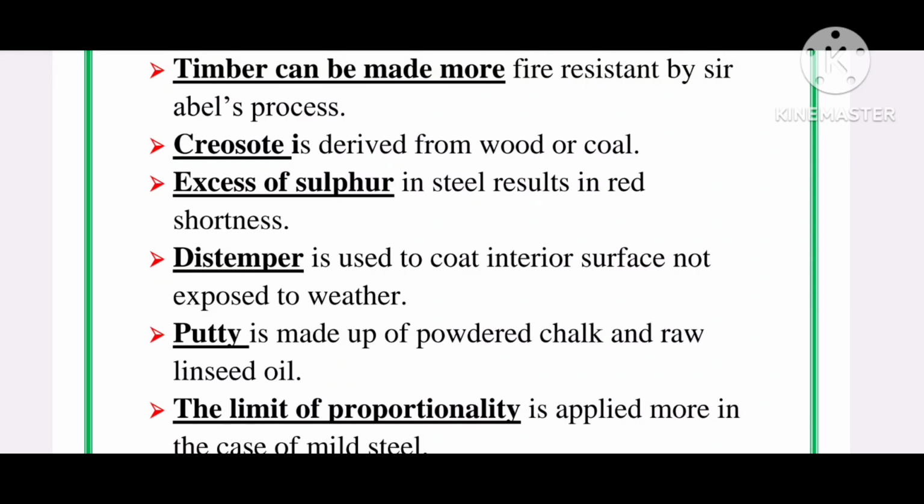Next point, excess of sulfur in steel results in red shortness. Distemper is used to coat interior surface and not exposed to weather. Putty is made up of powdered chalk and raw linseed oil.